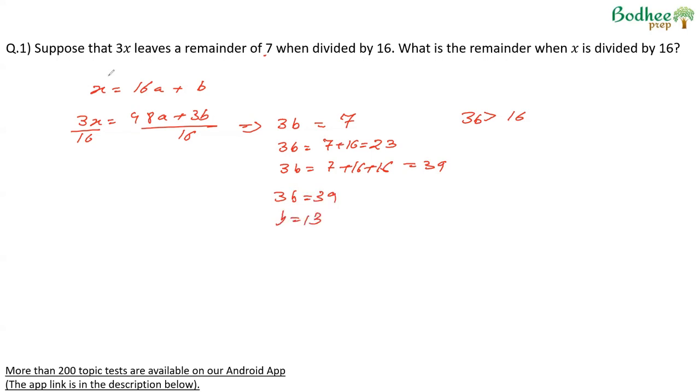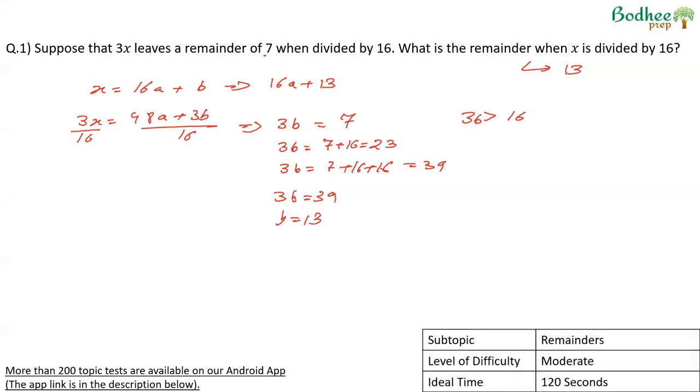is 13. So if initially the number was of the form 16a plus 13, dividing this by 16 will give a remainder of 13. 3 times this will give a remainder of 13 into 3, which is 39, which will get divided by 16 two times to give a remainder of 7. What is the remainder when x is divided by 16? The answer becomes 13. Again, it looks like a very innocuous or simple question, but I think it's easy to get confused with the numbers that you're getting. Therefore, I'd say moderate question.